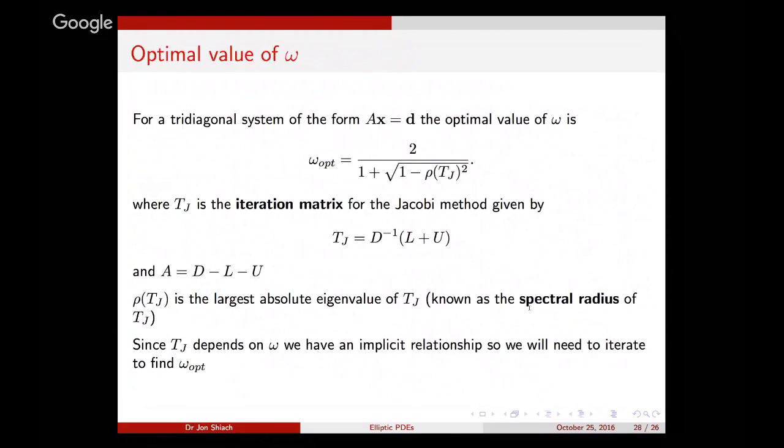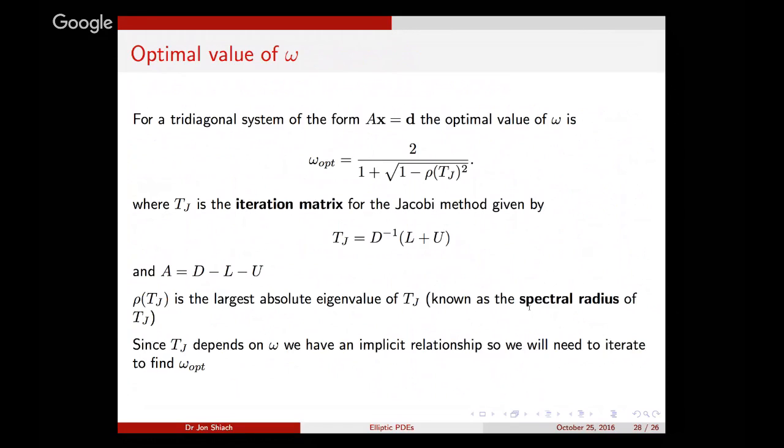Right, so with line SOR, we solve a whole row of points at a time. It still remains to be seen what our best value for omega is. For a tridiagonal system, the optimal value of omega is given by this equation. The only thing which is undefined here is this rho Tj. Tj is what we call an iteration matrix, and that's for the Jacobi method.